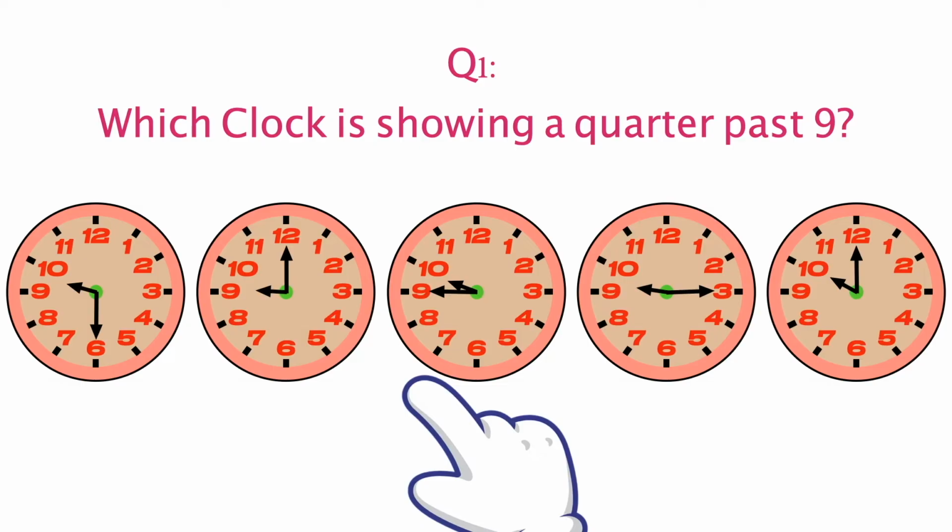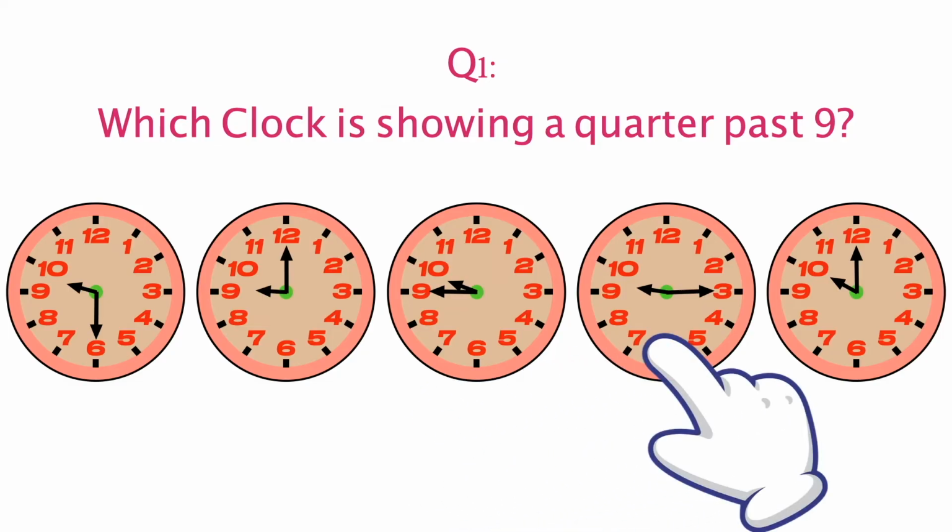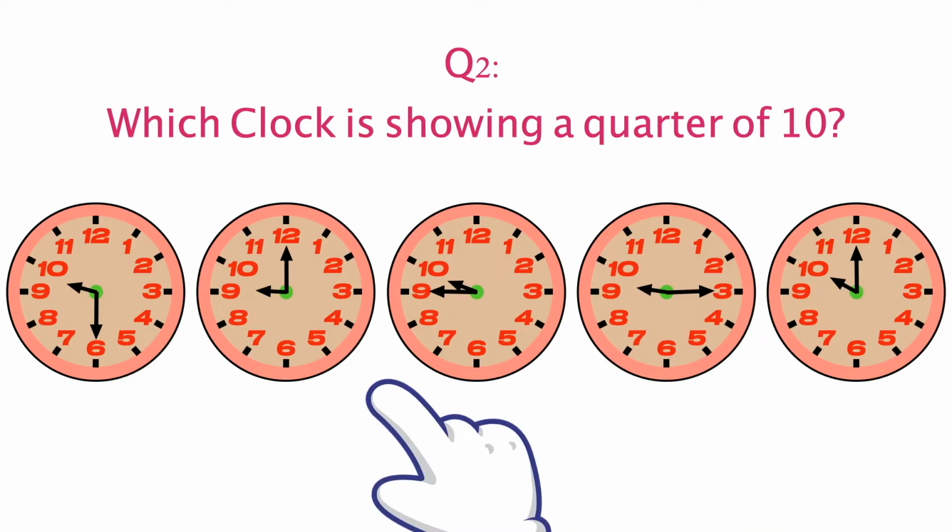Which clock is showing a quarter past 9? Which clock is showing a quarter to 10?